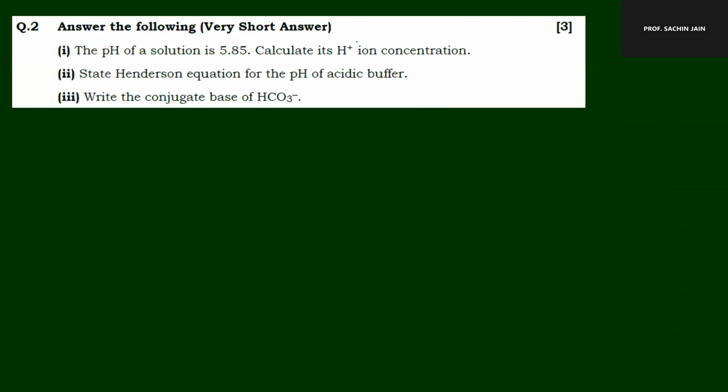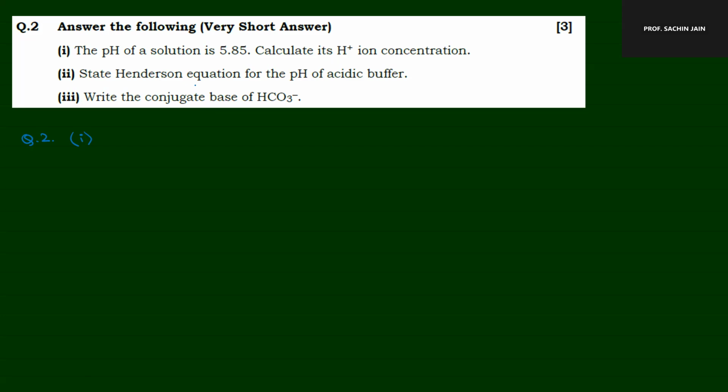Next type of question is very short answer. Very short में आपको one liner या फिर थोड़ा सा अगर numerical है तो solving करके बताना है. I'll explain it. So question 2 का first one. The pH of a solution is 5.85. Calculate H plus concentration. Antilog of minus 5.85. अब NEET point of view से मैंने इसके shortcuts बताए हैं.